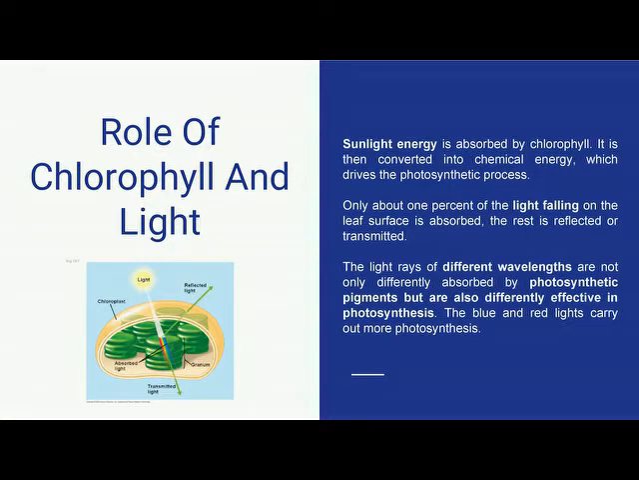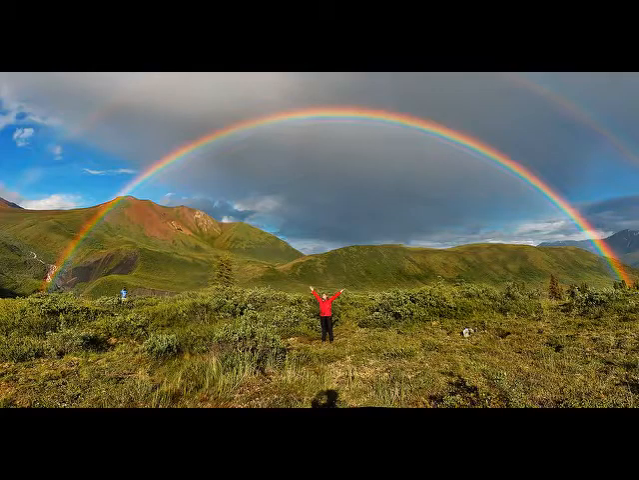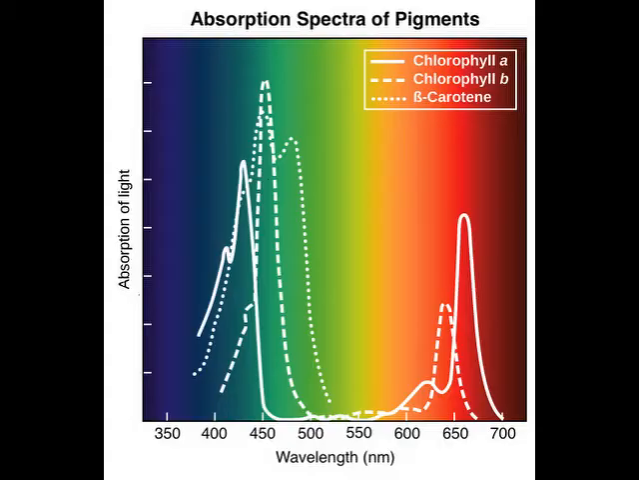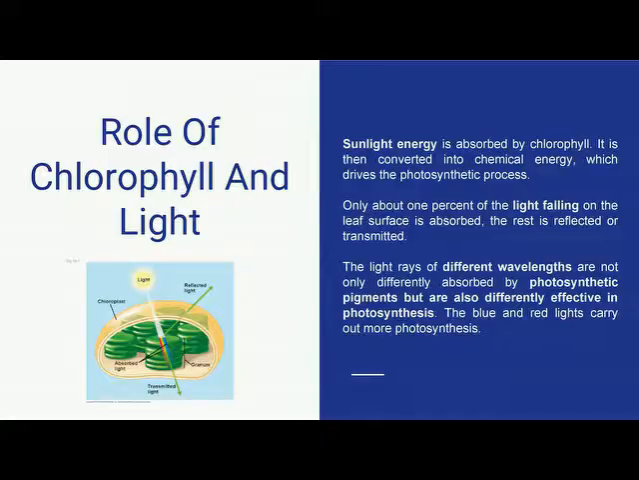Sunlight is also known as white light. It contains 7 colors. That's why you can see the rainbow in the rainy season. Each color has a different wavelength. So the light rays of different wavelengths are not only differently absorbed by photosynthetic pigments but are also differently effective in photosynthesis. The blue and red light carry out more photosynthesis. Mesophyll cells absorb 6 colors of white light, and green light is reflected from the surface of leaves. That's why leaves look green. Only blue and red light help in the process of photosynthesis.